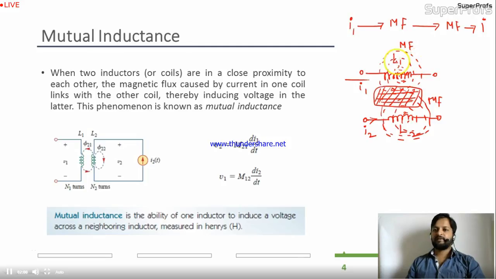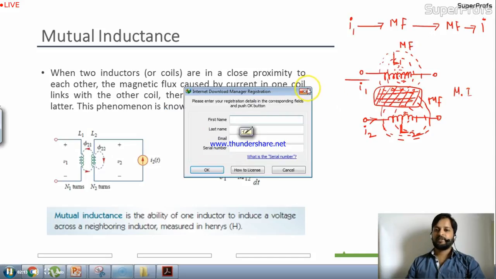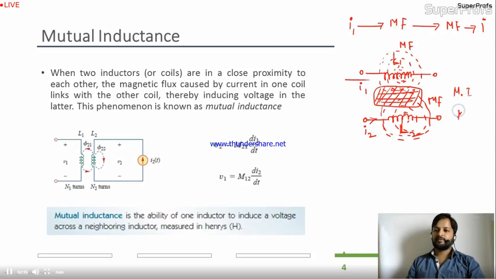Due to magnetic field, we have inductance L1. Due to magnetic field, we have inductance L2. Due to this sharing of magnetic field, we have mutual inductance, denoted by M. How will it affect? It is given over here.